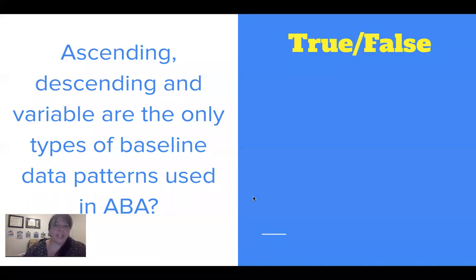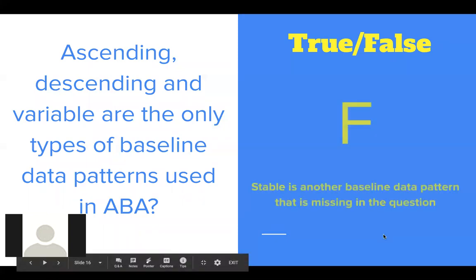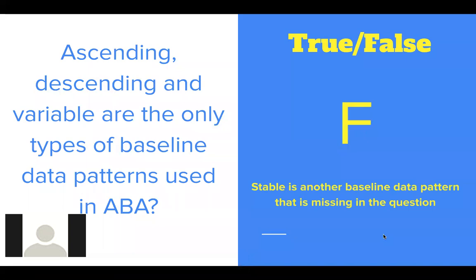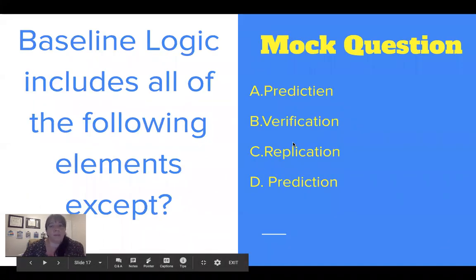All right, next true or false question. Ascending, descending, and variable are the only types of baseline data patterns used in ABA. False. They're stable. That's right. Variable, we just talked about that. Good job. False. Stable is another baseline data pattern that is missing in this question. Perfect.